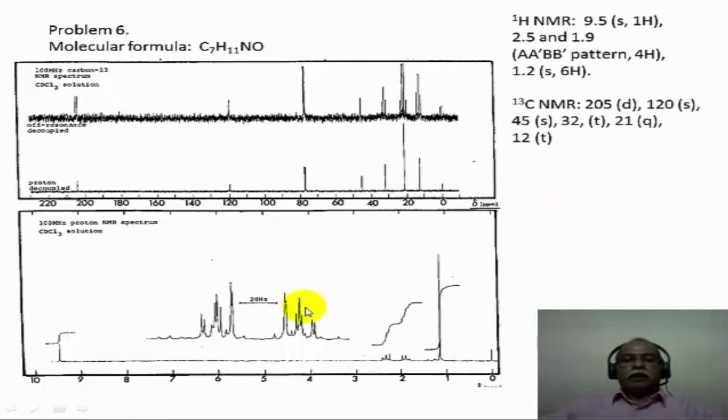Before we go into that, let us say that this data corresponds to the 2.5 ppm and 1.9 ppm approximate chemical shifts, which are the centers of the multiplets seen, with an AA prime BB prime pattern of 4 hydrogen intensity. This is 4 hydrogen intensity because the aldehyde would correspond to 1 hydrogen intensity. So this is 2 hydrogen intensity from here to here, and another 2 hydrogen intensity from here to here.